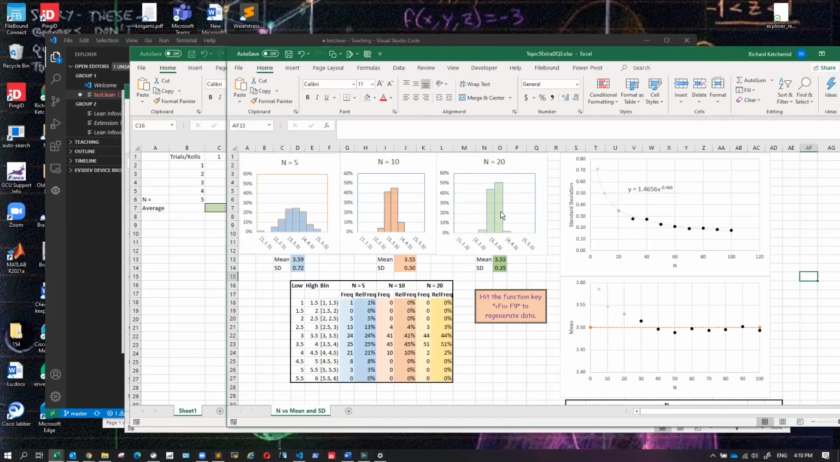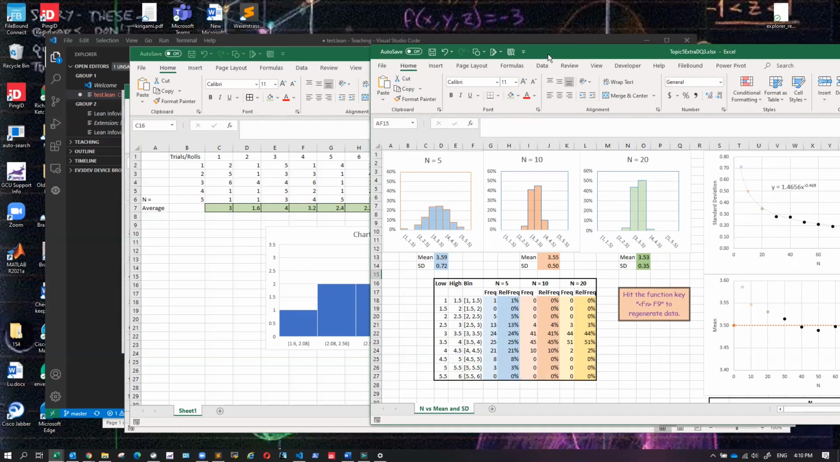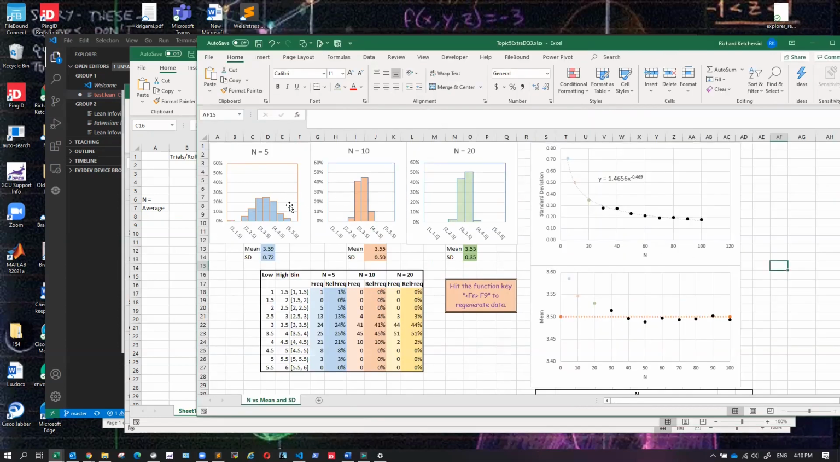And then with 20 rolls, same thing. There are 1,000 iterations of 20 rolls, and each time I roll the die 20 times, I take the mean. What I'm actually plotting here is the histogram of the means, not of the rolls, but of the means that I'm getting. Does that make sense? It's important to understand that we're looking at the distribution of means, not the distribution of the rolls themselves.